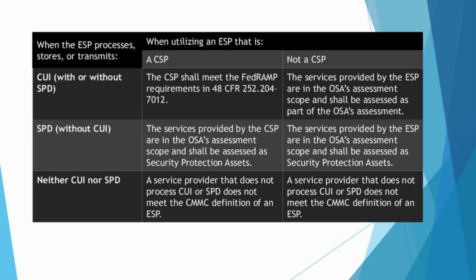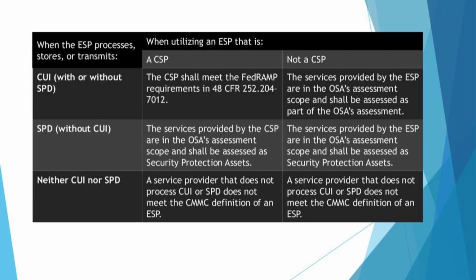Got it. In scenario 3, the provider handles neither CUI nor SPD. Then they don't meet the CMMC definition of an ESP that impacts your scope, they're out. Your standard business SaaS tools for HR or marketing, if they never touch CUI or security logs, are not part of your CMMC assessment. Let's quickly revisit the encrypted backups.